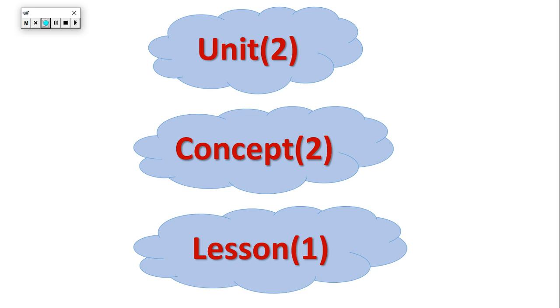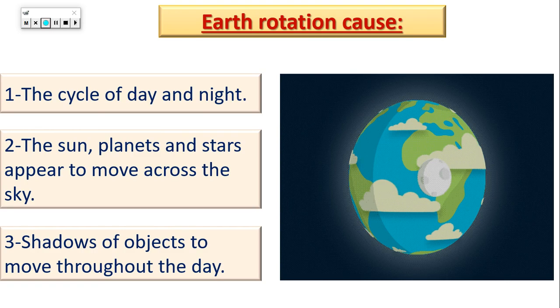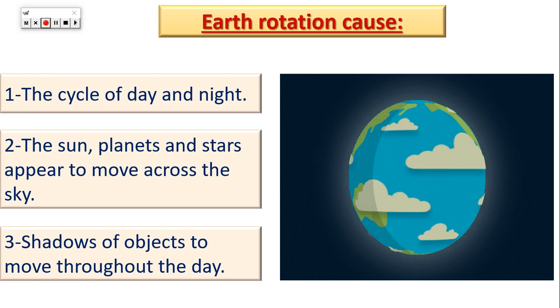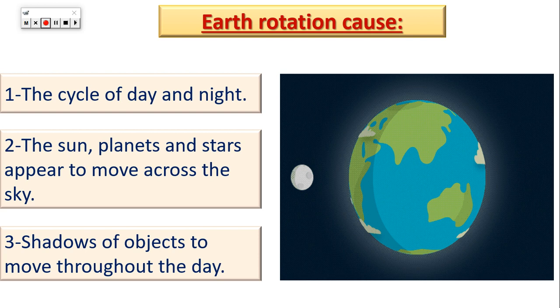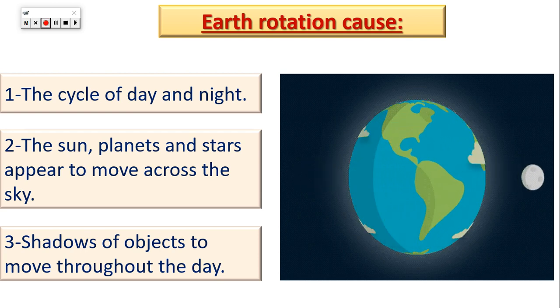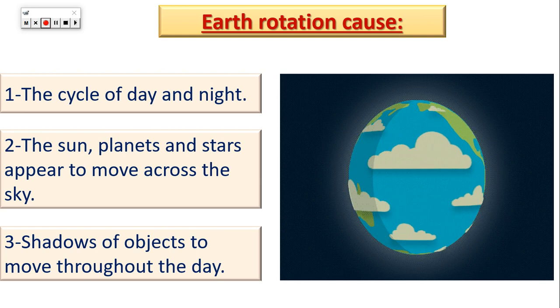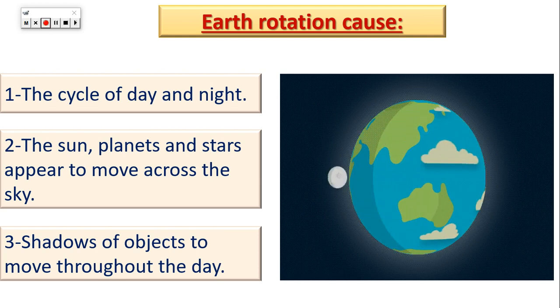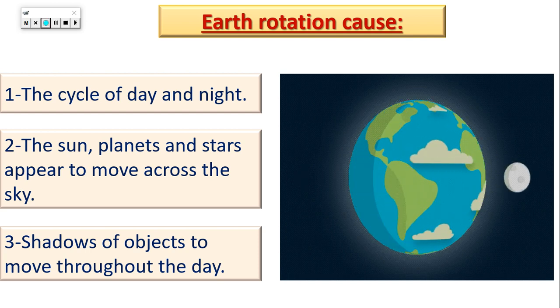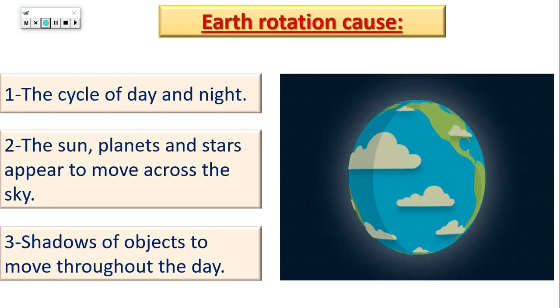Today we will start in Concept 2, Unit 2, Lesson 1. This concept is all about space and the Earth. Earth's rotation. As we know, the Earth seems not to be moving, but it is moving. The Earth makes two movements. One is called rotation, the other is called revolution. And we will start with the rotation of the Earth.